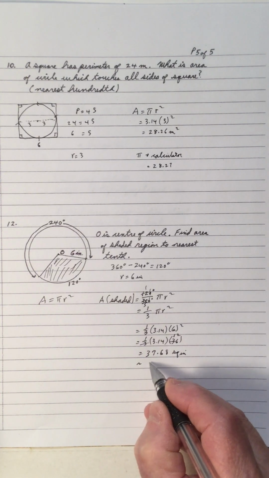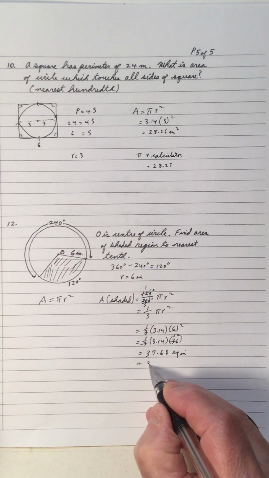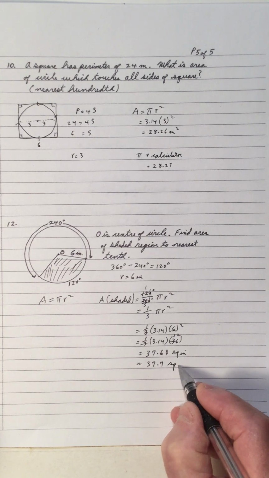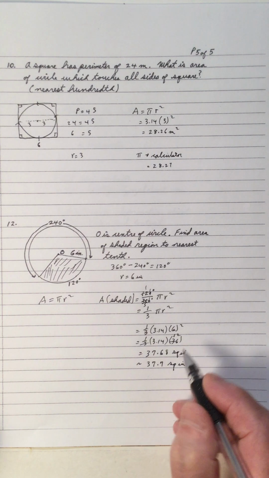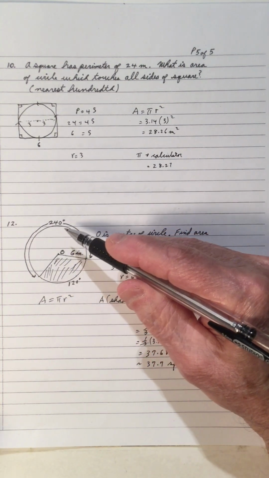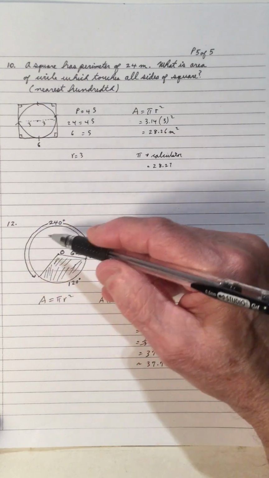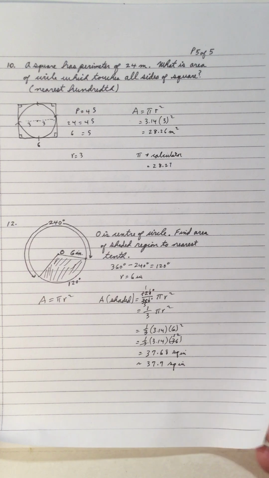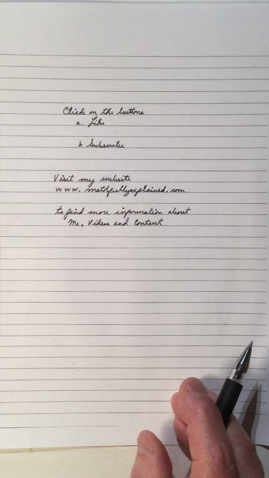And we round it off to the nearest tenth. So we have 37.7 square inches. So the area of the shaded region is 1/3 of the area of the circle. So whatever the arc length is, that's what the area is, the same fraction. And I thought I might do that review to help you out.